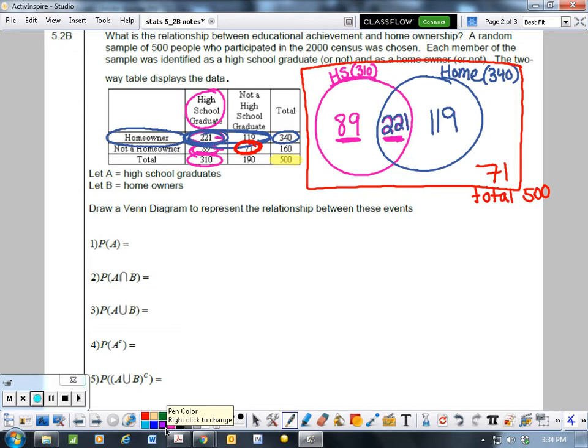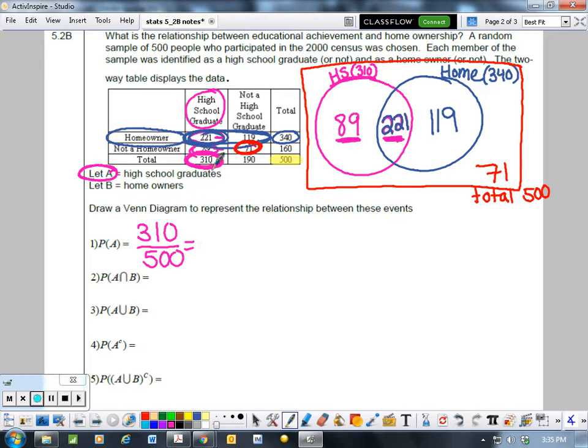Okay, so we drew our Venn diagram that illustrated that. Some people work better with tables, some people work better with Venn diagrams. It's all okay. What is the probability of A? What's the probability that this is a high school graduate? So the probability of a high school graduate, that was our pink. So we had altogether 310 high school graduates out of 500 people. And we can get that from our table.